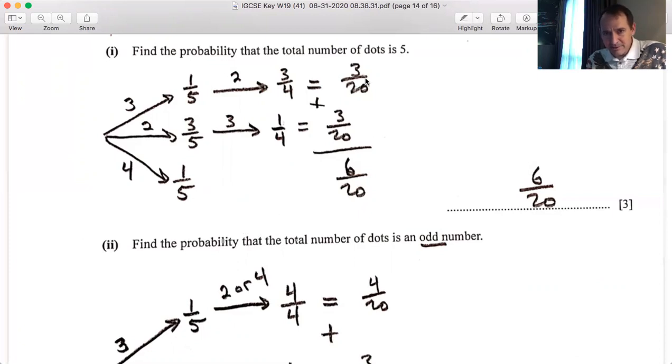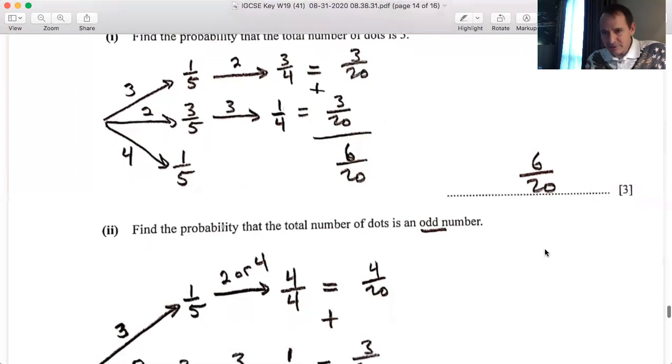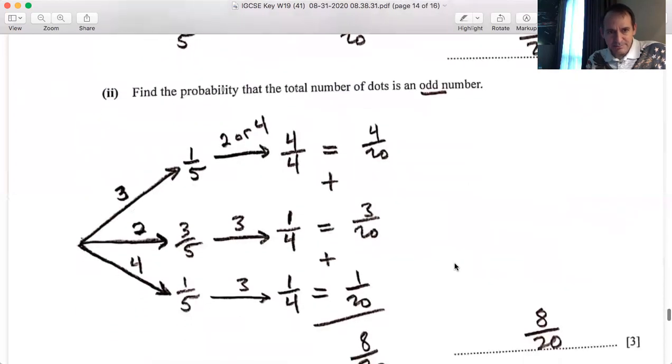So you add these up here, 3/20 and 3/20 is 6/20. If you reduced it to 3/10, that would be okay. I just kept it as 6/20.